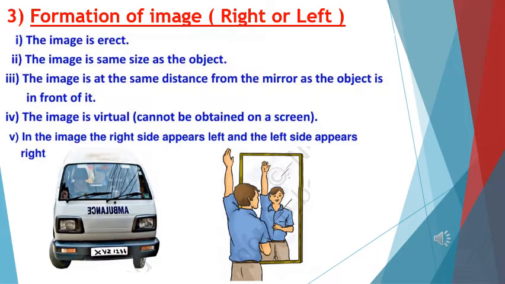So after this activity, we understand a few characteristics of the image formed in the mirror. We understand that this image is erect. This image is same size as the object. The image is at same distance from the mirror as the object in front of it. That is, if I move the object, then the image also moves. The image is virtual. Virtual means that we cannot obtain it on a screen. In the image, the right side appears the left and the left side appears right. So this is basically called lateral inversion.